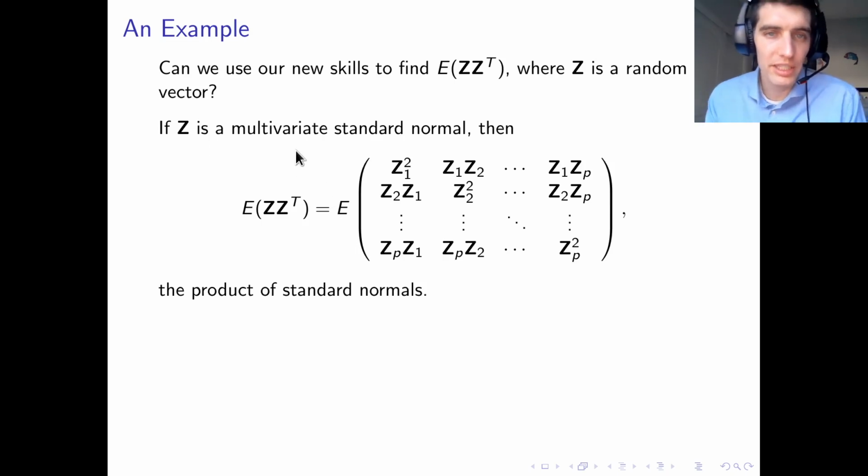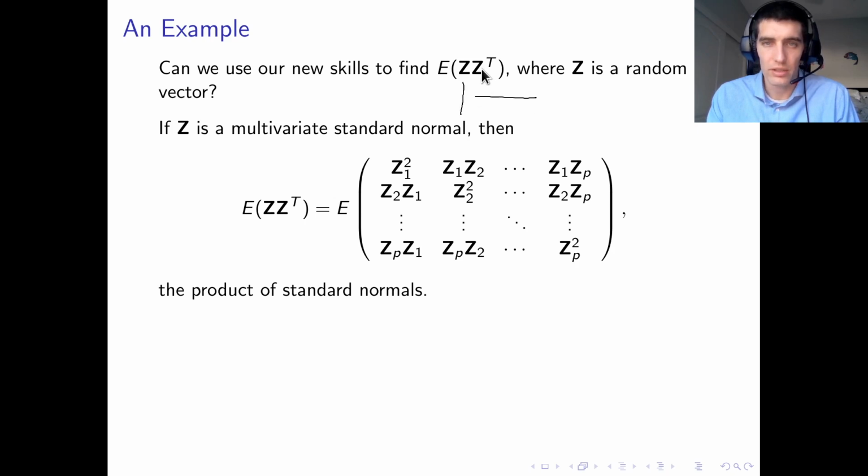So we have some new properties. We have covariances. We have random vectors. I want to find, here's an example, the expected value of ZZ transpose. Again, this is an outer product because this is a column vector times a row vector when I take the transpose here.